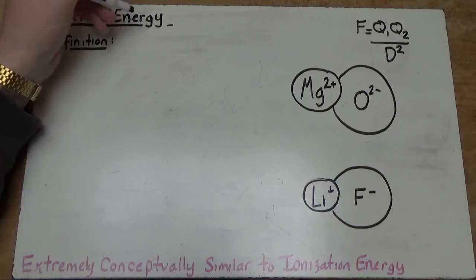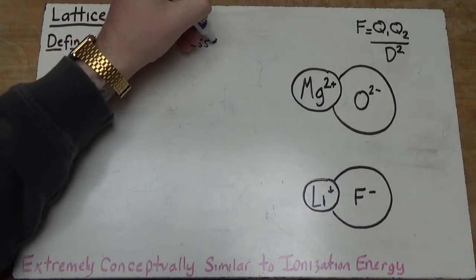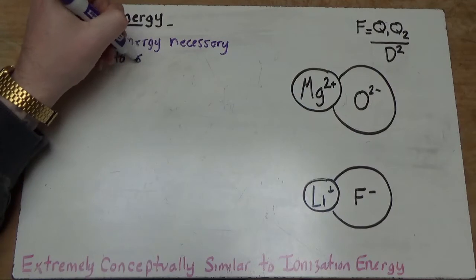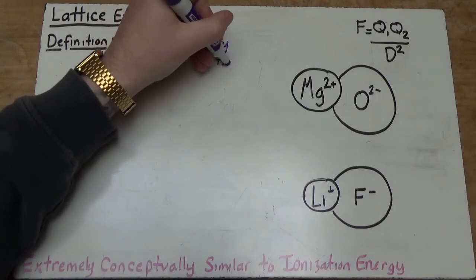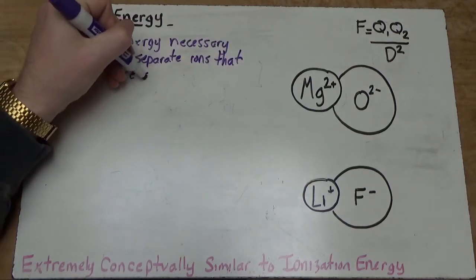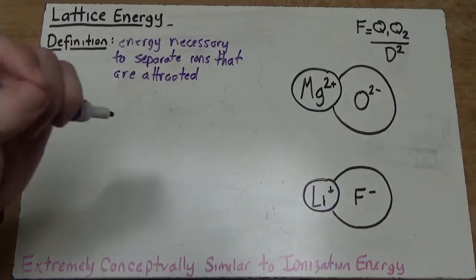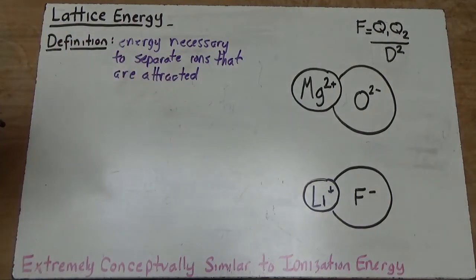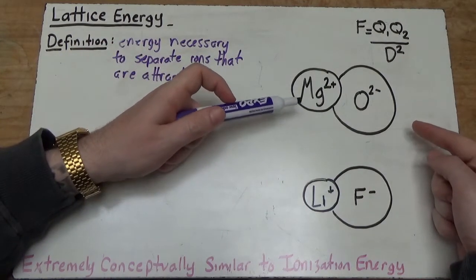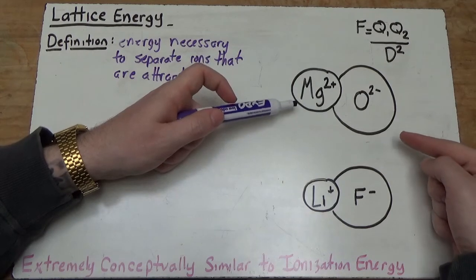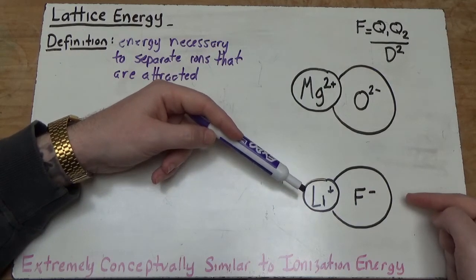Lattice energy is the energy necessary to separate ions that are attracted. So instead of pulling an electron off of an atom, pulling away subatomic particles that are attracted, here we're going to talk about how much energy it would take to separate an Mg2+ ion from an O2- ion, compared to how much energy it would take to separate lithium+ from fluorine-.